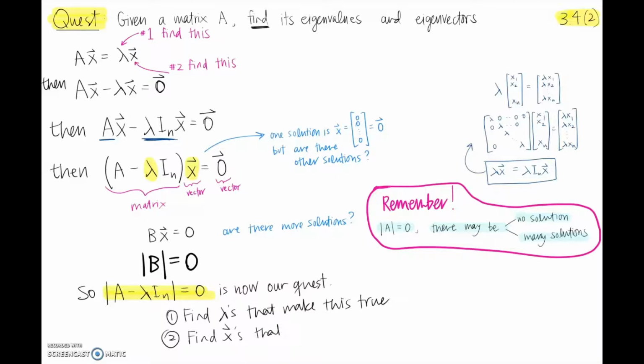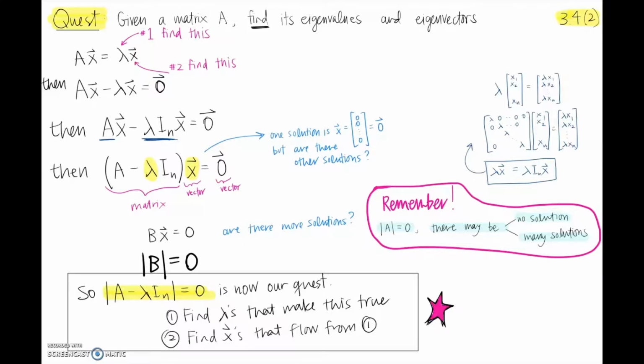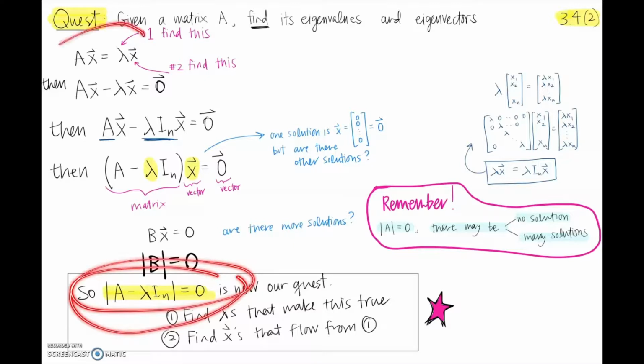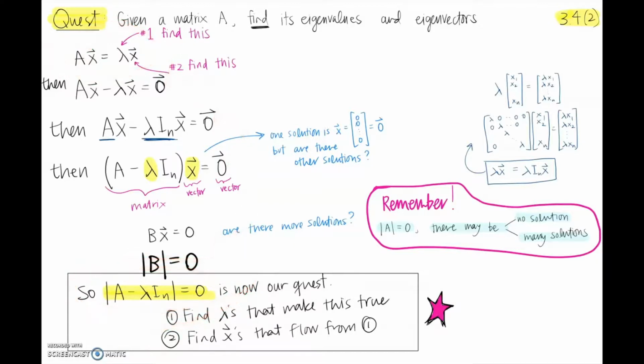Or let me say it like this, the eigenvectors that flow from knowing what those eigenvalues are. So this is it. This is going to be our method here for finding eigenvectors and eigenvalues. And if someone just threw this at you, you would say, where the heck did that come from? But it really does come from a sequence of logical steps that leads us to this. So this is now our method to finding eigenvalues and eigenvectors.